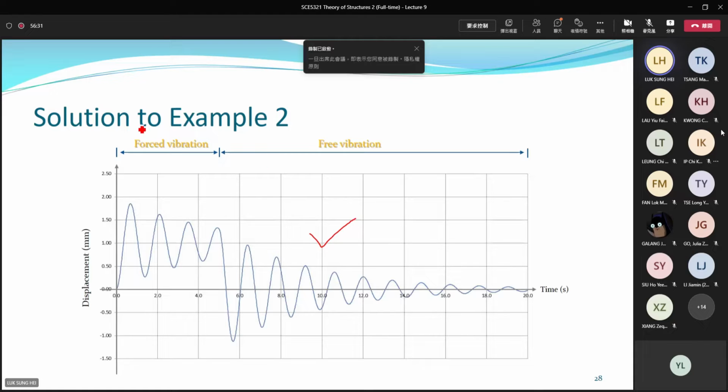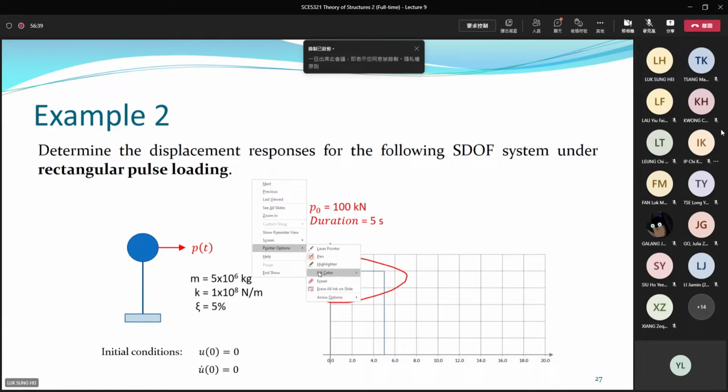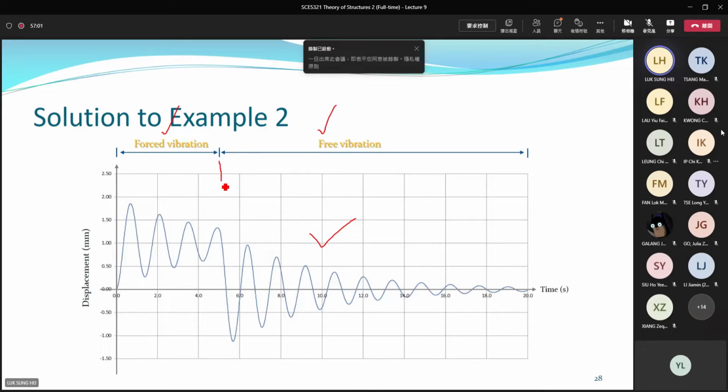You can see that we have a pulse, a forced vibration period and a free vibration period. What are they? When you look at the picture here, the duration of the pulse is 5 seconds. That means within the first 5 seconds, there's force. Beyond 5 seconds, there's no loading, and we call that free vibration. That's why from the response plot, you can separate the response into two regions. Before 5 seconds, when there's loading, we call that forced vibration. Beyond 5 seconds, there's no loading, so we call it the free vibration phase. You can see that it follows the typical free vibration pattern: the amplitude decreases as time goes on.